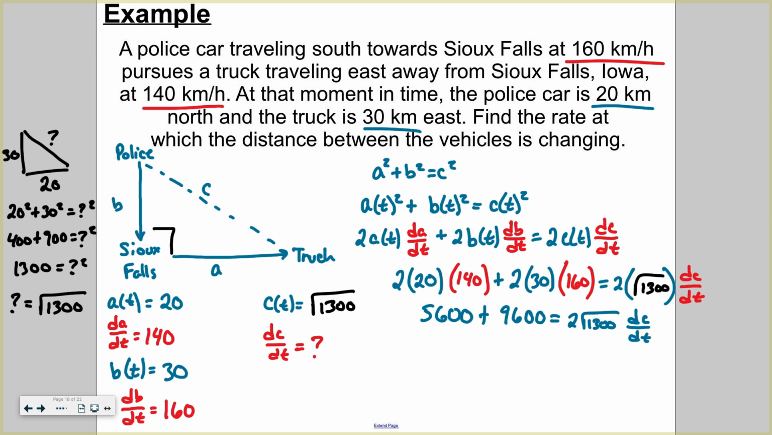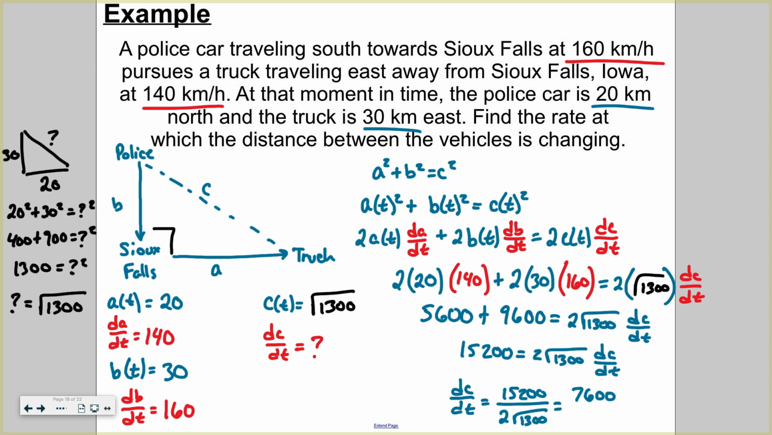Alright, so let's see. 5,600 plus 9,600 is going to be 15,200 equals 2 radical 1300 dc over dt. So that means that dc over dt is going to be 15,200 divided by 2 radical 1300. And then we can simplify this down to be 7,600 all over the square root of 1300. And let's see, this is going to be kilometers per hour.